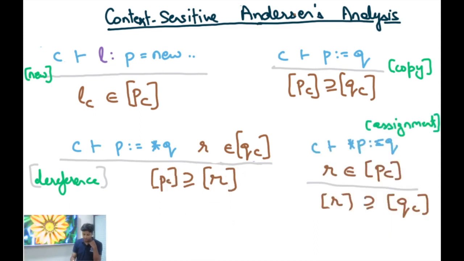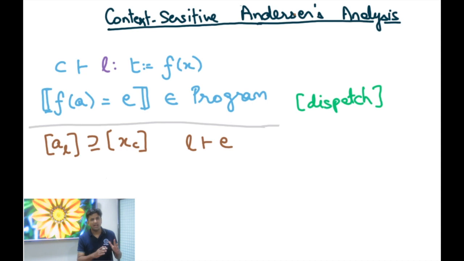And finally, assignment. It's very similar. *P := Q is being analyzed in context C. So look at all the outgoing edges of P. Let us say R belongs to the outgoing edges of PC, that is, P in context C. Then you update the outgoing edges of R, because this is an assignment. You update the outgoing edges of R using the outgoing edges of Q in context C, that is, the outgoing edges of QC. Okay, so the last four rules that we saw are pretty standard. They are the standard Anderson's algorithm, just that this time I also introduced a context C.